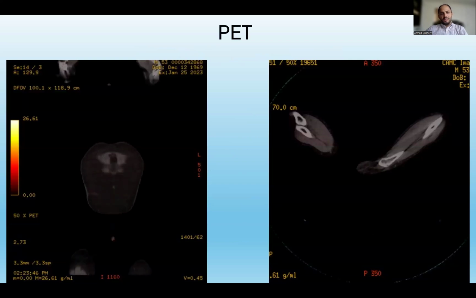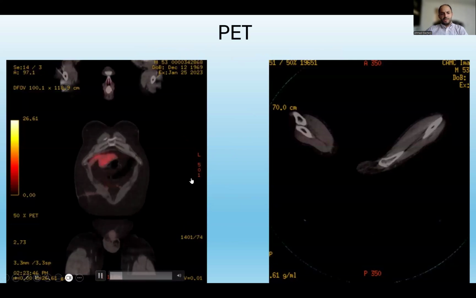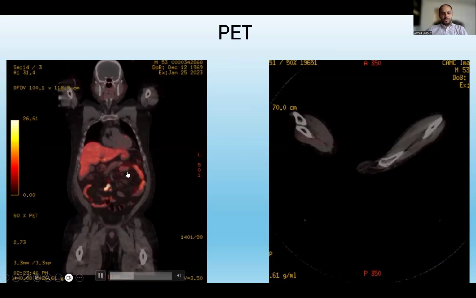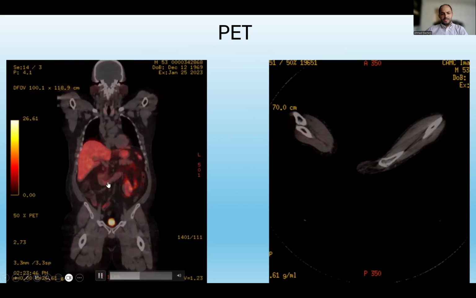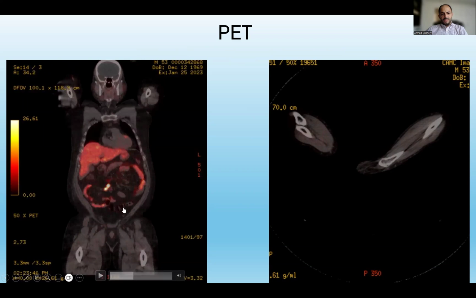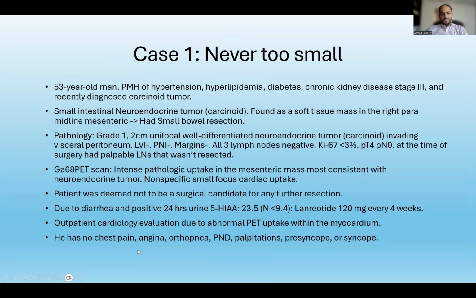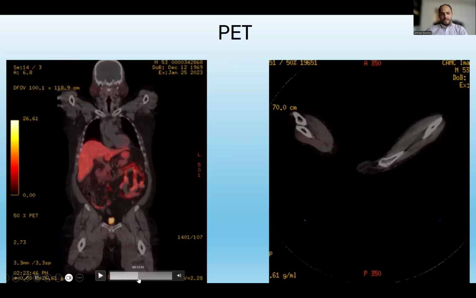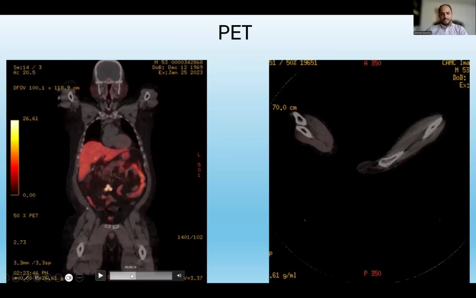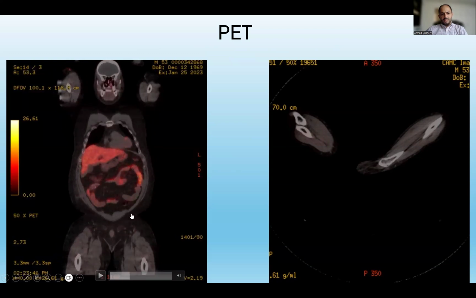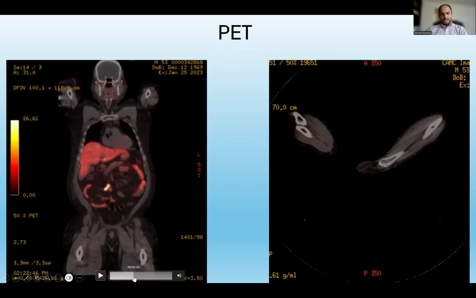So this is the PET CT. The pictures on the left are the coronal sections. As you can see, these are the high intensity masses in the abdomen. I'll direct your attention next to this area here that's hot in the anterior wall of the myocardium.